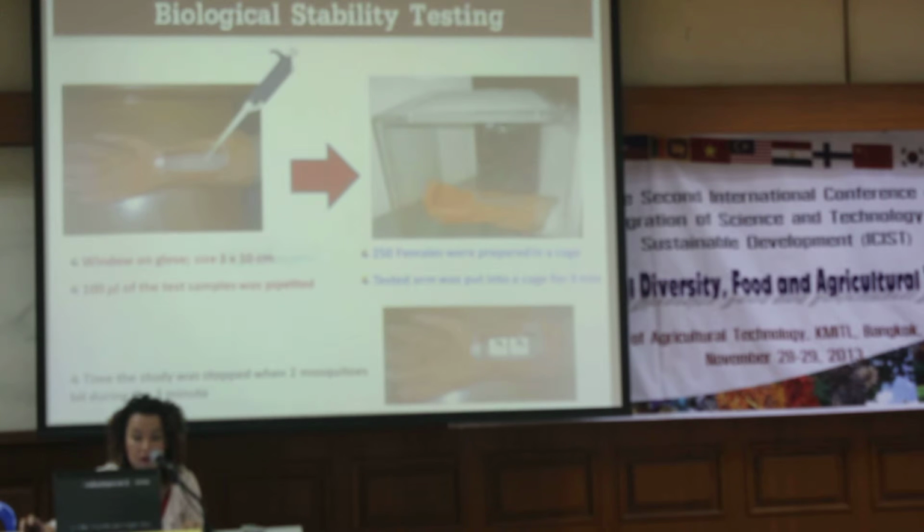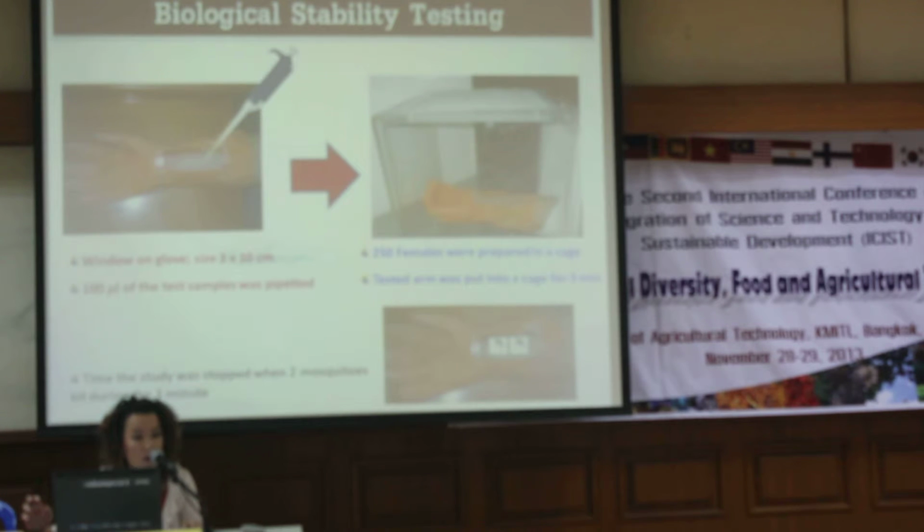And the mosquito cage that we prepare is 270 cubic meters. We keep 250 female mosquitoes in this cage. And that's the tested arm. The tested arm here will be put into the mosquito cage for 3 minutes.